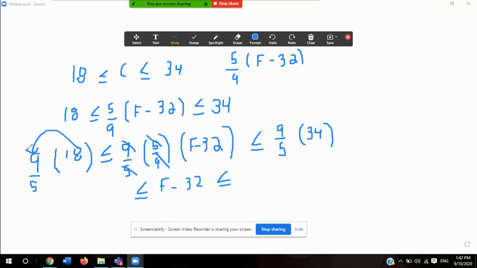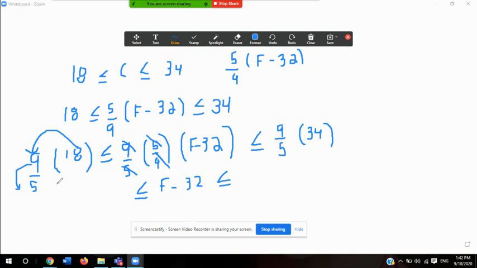And then after I do that, I'm going to divide my answer by 5. Okay, so that's what I'm going to do. So 18 times 9, and then divide that answer by 5. And if you multiply 18 times 9, your answer is going to be 162. And then divide 162 by 5, and that would be 32.4.